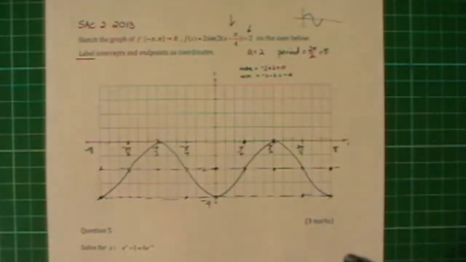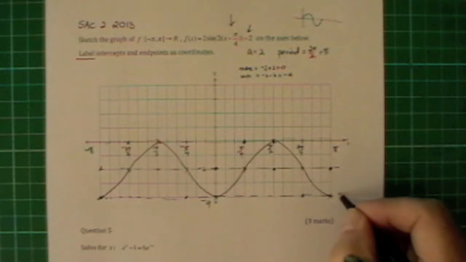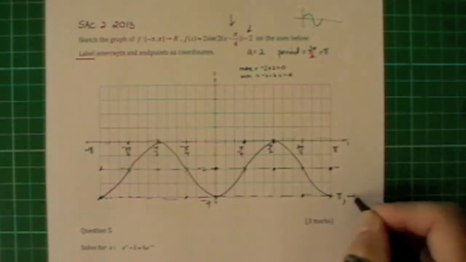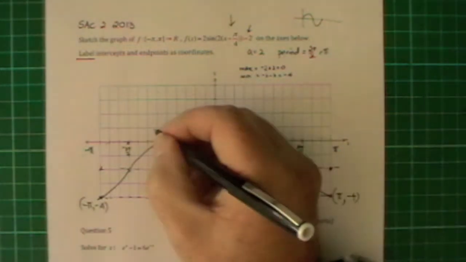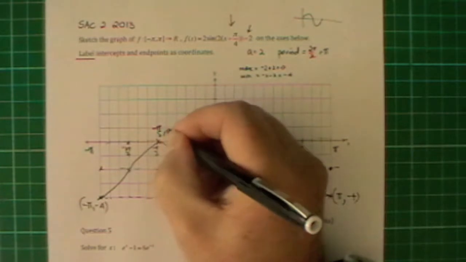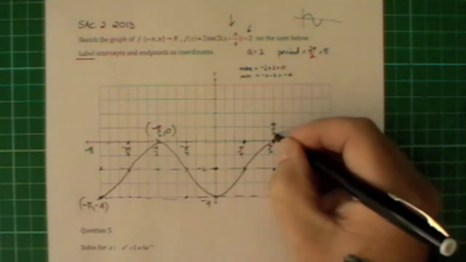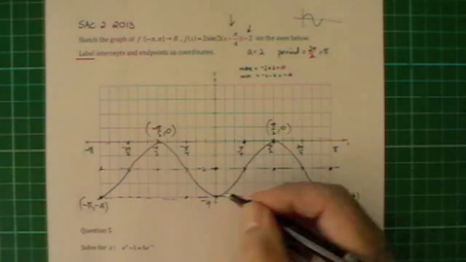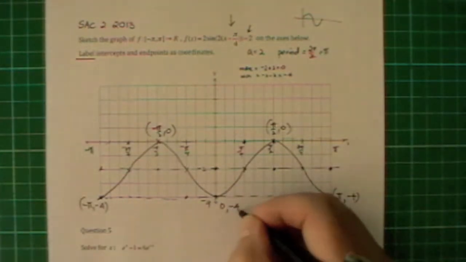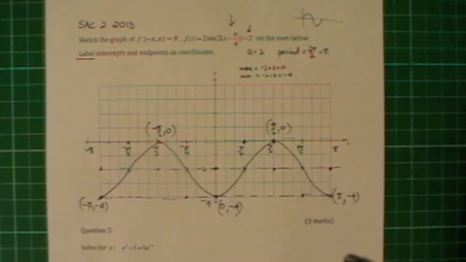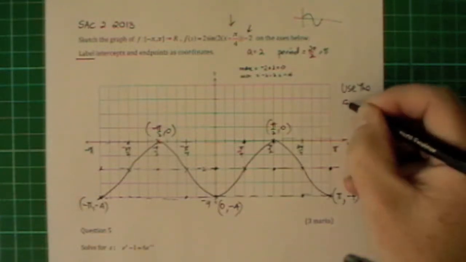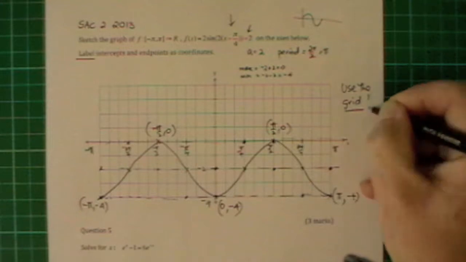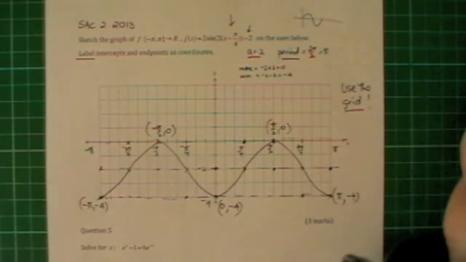It says to label the intercepts, but we know what these are. That's pi, negative 4. This is negative pi, negative 4. That's going to be negative pi, 0, labeling it as coordinates. Last one is the y-intercept, so that's 0, negative 4. And so that's finished there, and that's the whole 3 marks. Not much working out is necessary, but the key here is to use the grid and the amplitude and the period.